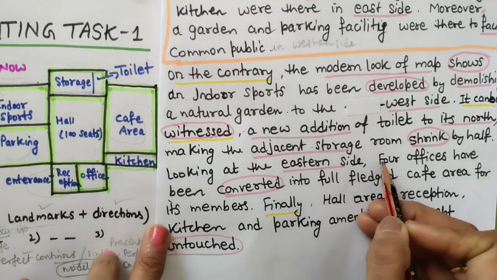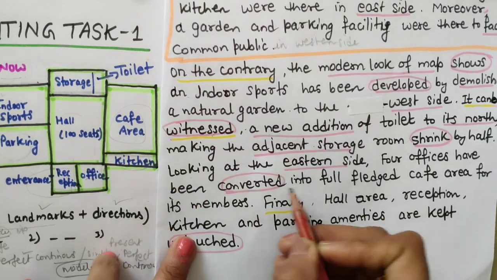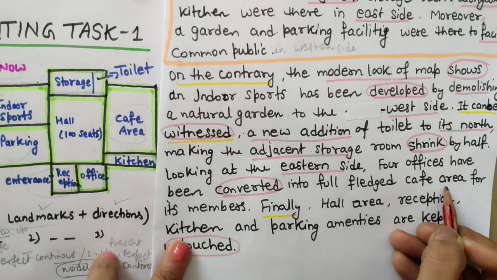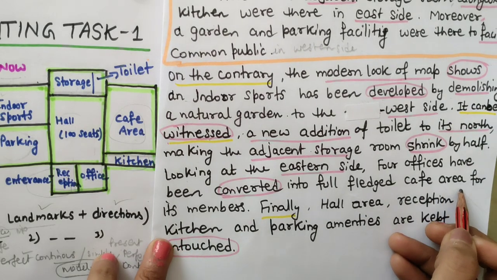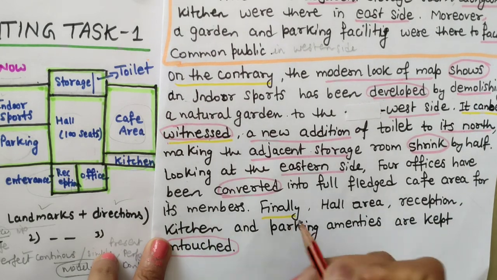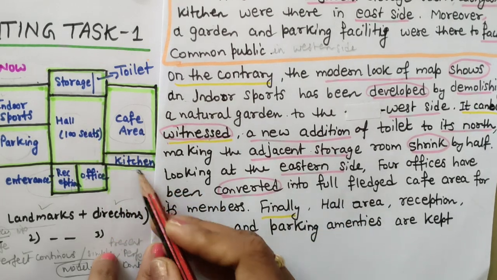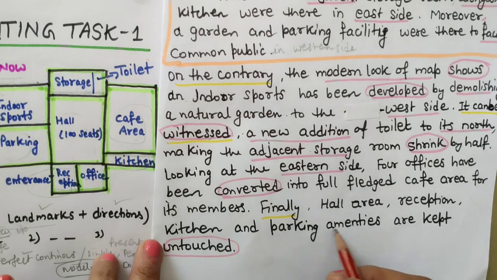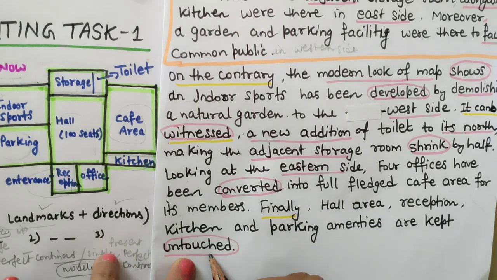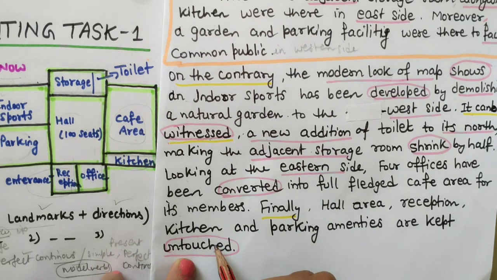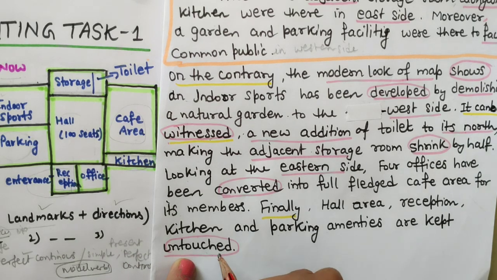Looking at the eastern side, 4 offices have been converted into a full-fledged cafe area, cafeteria also you can write, for its members. Finally, the hall area, kitchen, and parking amenities are kept untouched. You can write that they remained unchanged or untouched.